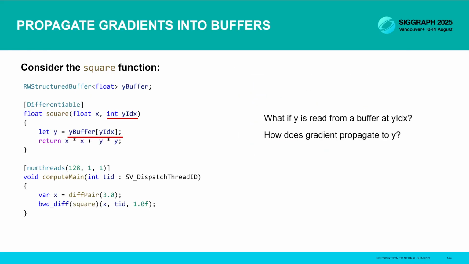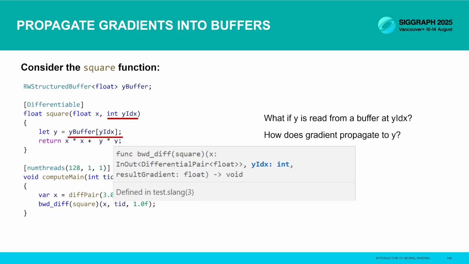You may wonder, why do I need to care about custom derivative functions? As Benedict and Chris have shown you earlier, custom derivatives are often used to write backpropagated gradients into buffers. Consider this variant of the square function. Instead of taking in a value of y, it now takes an index into a buffer where the value of y is fetched from. The question is, how would you backpropagate gradients into the buffer?